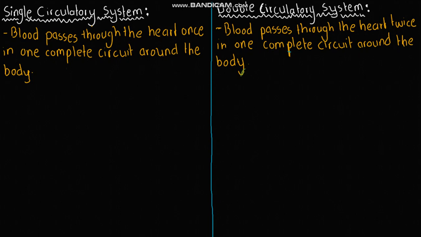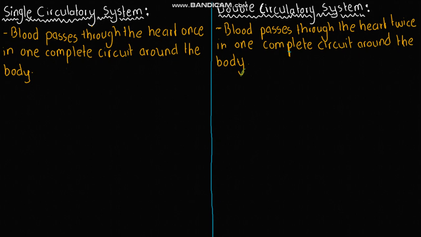So in this video I am going to be talking about single circulatory systems and double circulatory systems. Before we dive deep into what a single circulatory system is and a double circulatory system, let's first get the definition of each one. A single circulatory system is one in which blood passes through the heart once in one complete circuit around the body. In a double circulatory system, however, blood passes through the heart twice in one complete circuit around the body. So you can kind of get the difference.